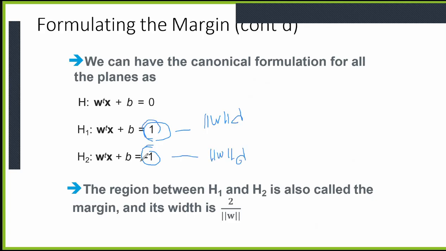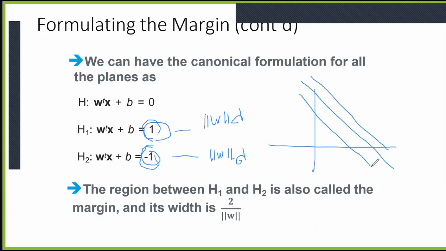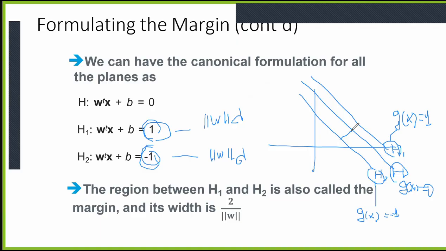So this 1 and -1, in terms of the feature space, the central hyperplane is g of x equal to 0. h1 is g of x equal to 1, and h2 here is g of x equal to -1. So now the distance between them is 2, because 1 plus 1, the distances are 1 each.